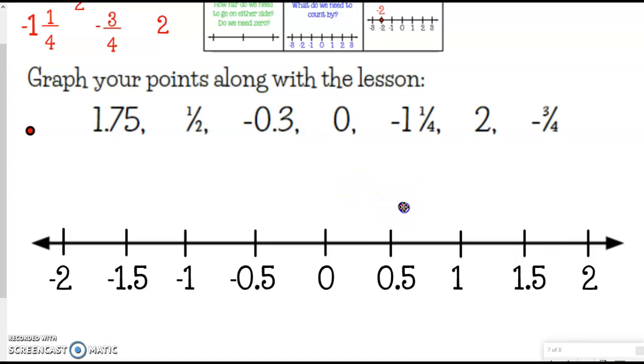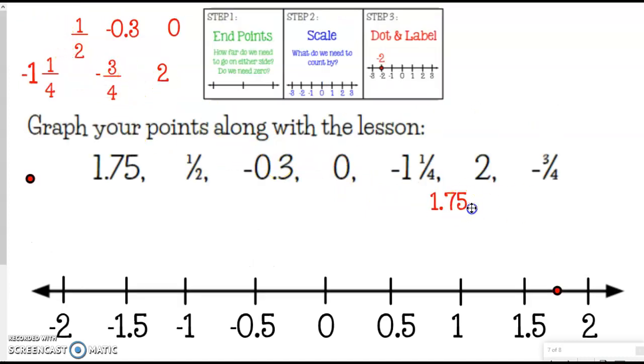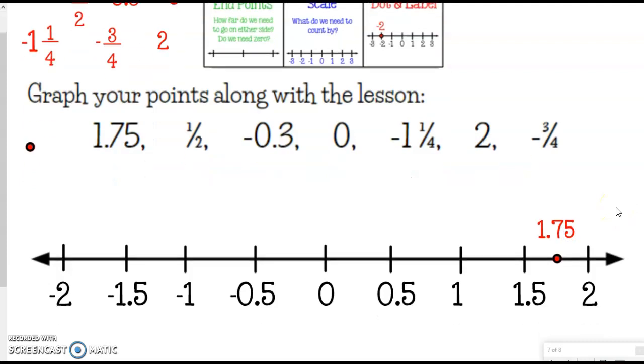Give me a second, my dot's just going a little slow. There we go. It's going to go right in the middle of those two, so I'm going to put my dot there and label it with my numbers. So go ahead and do that on yours if you haven't already. Feel free to pause if you need to catch up.